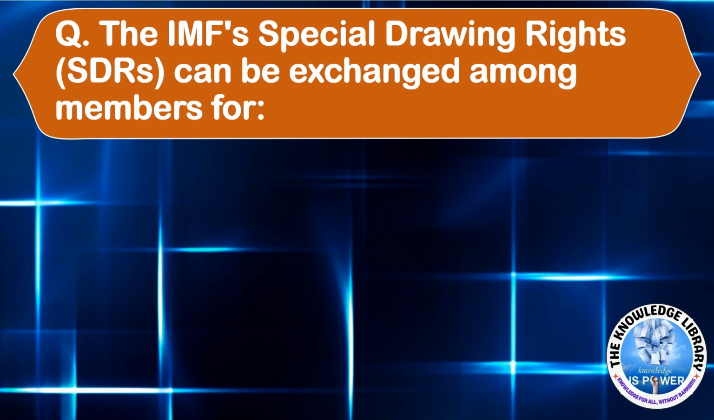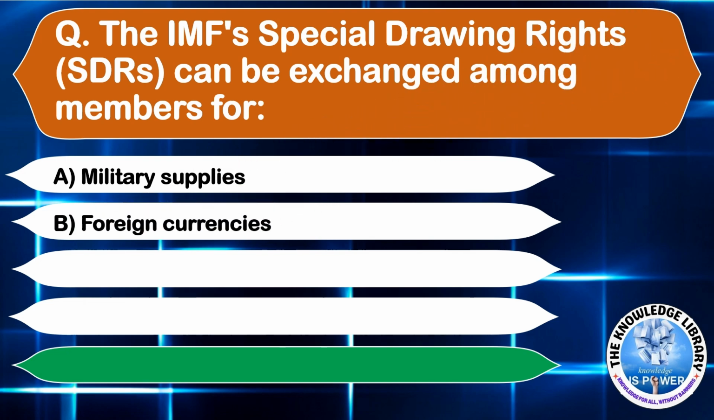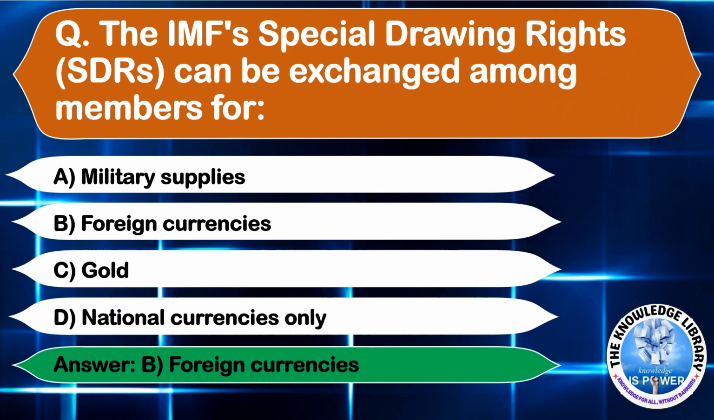Next question is, the IMF special drawing rights can be exchanged among members for option A, military supplies, option B, foreign currencies, option C, gold, option D, national currencies only. Answer is option B, foreign currencies.